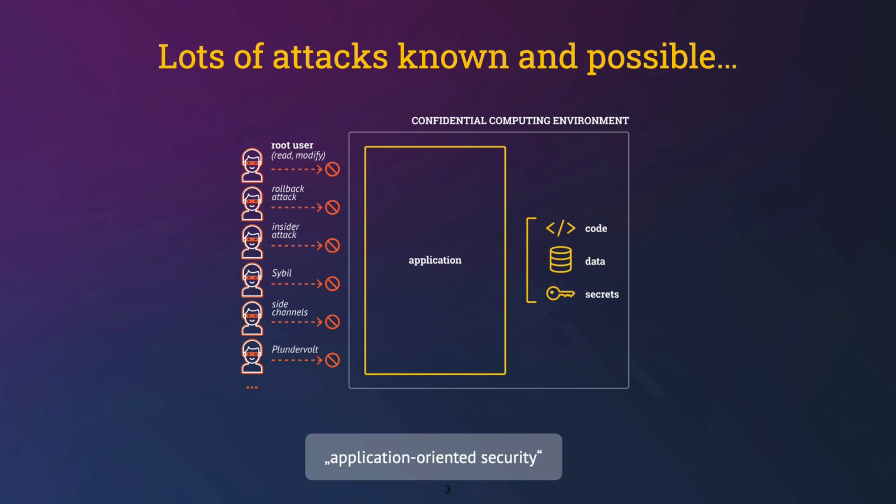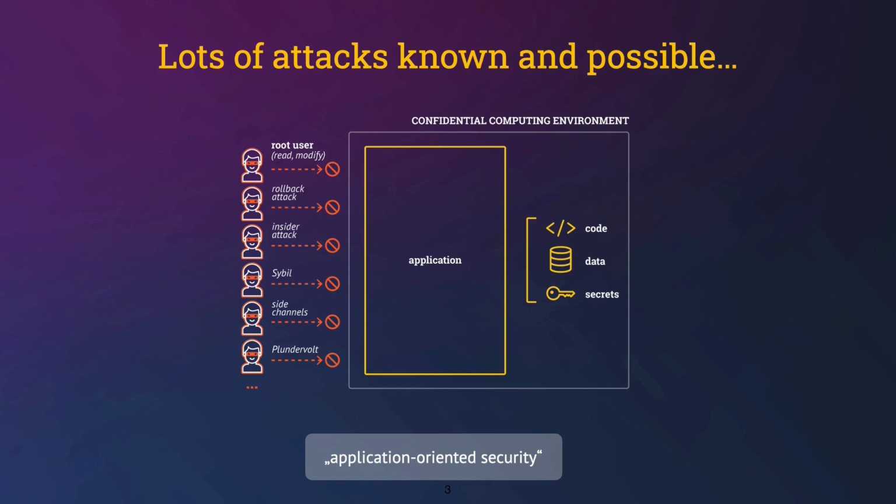So that means the code, the data, the secrets of our application we want to protect against unauthorized entities. And these entities might use different ways to attack our application. They might log in as root users and might be able to read certain configuration files or modify them. They might roll back time or roll back the disk state. So they might use an old backup of an old database state and put that in the system. Or they might have insider information that allows them to access our system.